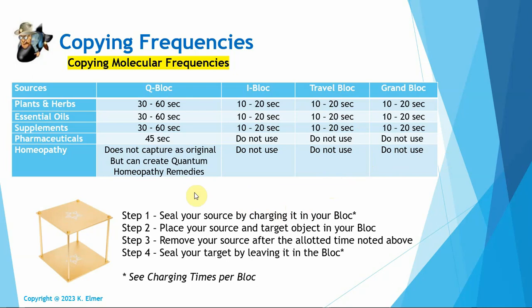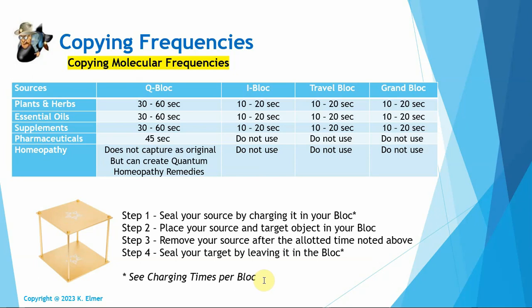It's a 4-step process. Basically, step 1 is, if you want to copy, other than pharmaceuticals, supplements, essential oils, plants, and herbs, and you plan on taking it, like you don't want to throw it away when you're done, then you want to seal your source. Your source is your frequency source, what you're copying from, and you want to seal it by charging it in your block. So take a look at the charging times, graph, and the links. Everything I'm talking about today will be in the video description. There's a ton of links in there for all this stuff.